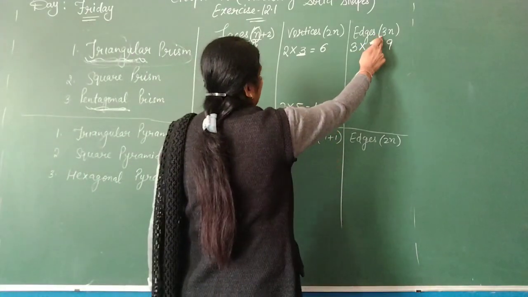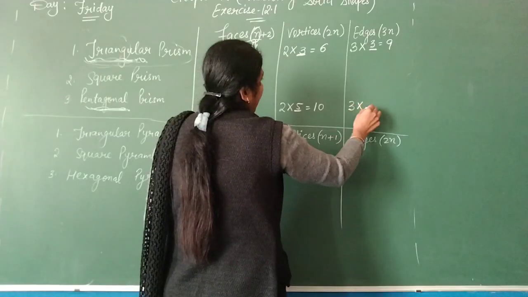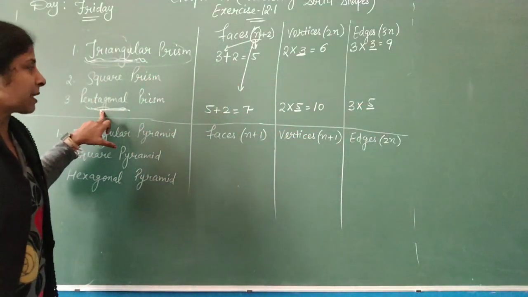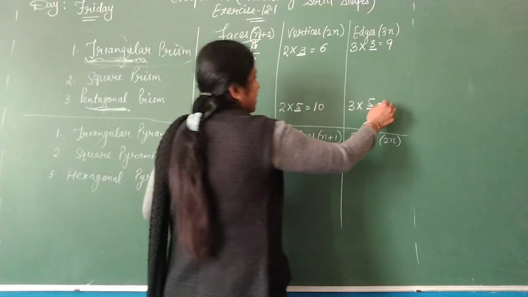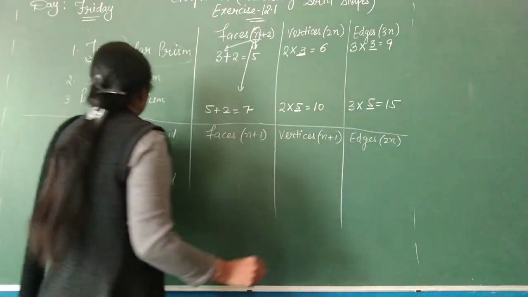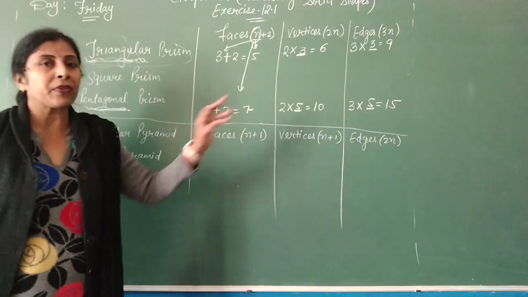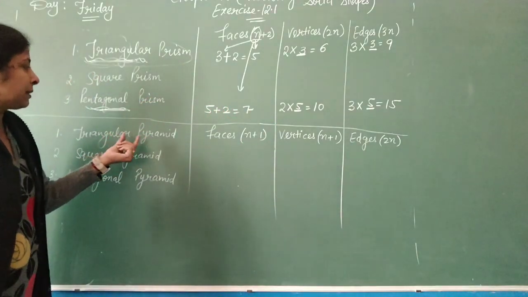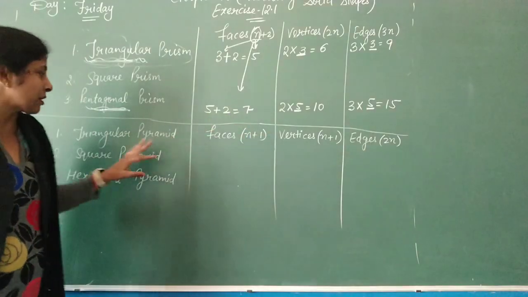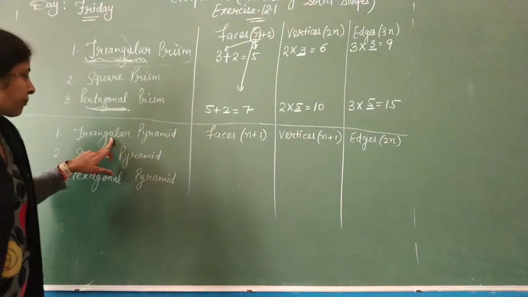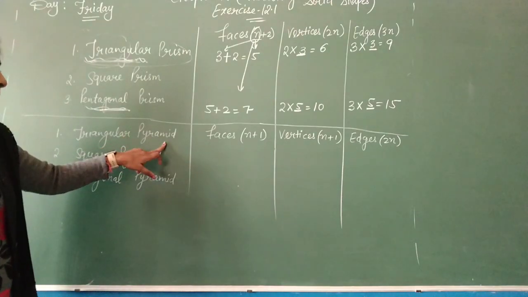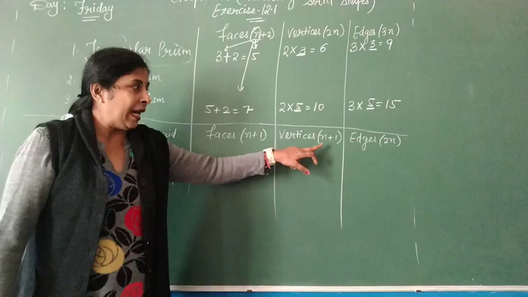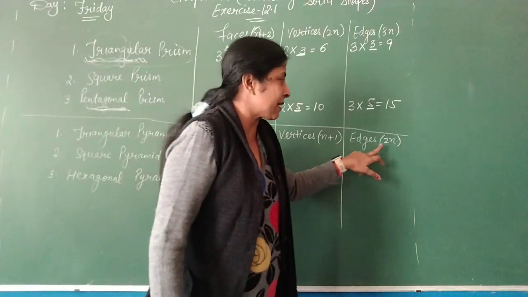Edges: 3 multiply n. What is n? 5. From where does 5 come? The number of sides in pentagon. 3 fives are 15. Number of edges in a pentagonal prism is 15. Just like the same example, we can find the number of faces, vertices and edges of a pyramid. First, we take the example of triangular pyramid, and the formula to find faces is n plus 1, vertices n plus 1 again, and edges 2n.